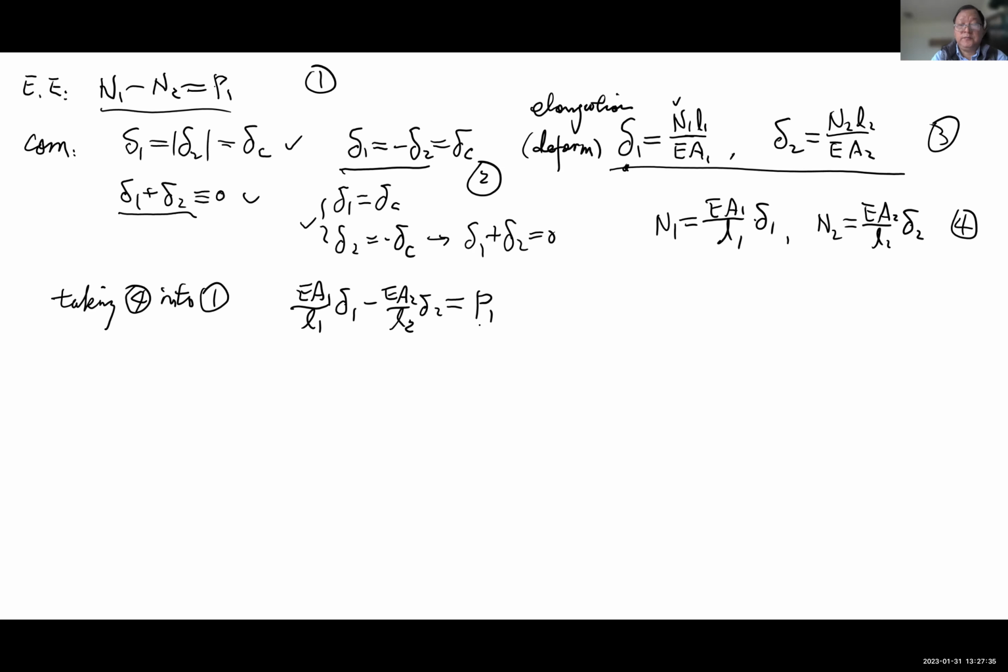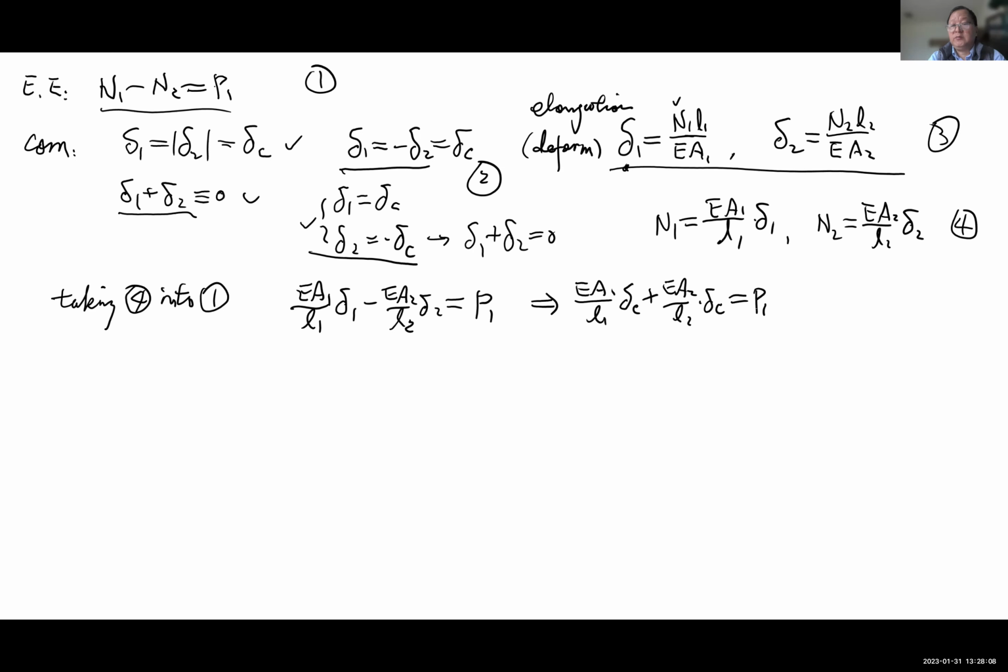Now what are delta 1 and delta 2? Here there's delta C. So I can basically get E A1 over L1 times delta 1, which is delta C, then minus this one with delta 2, so it becomes plus E A2 over L2 times delta C, equals P1.